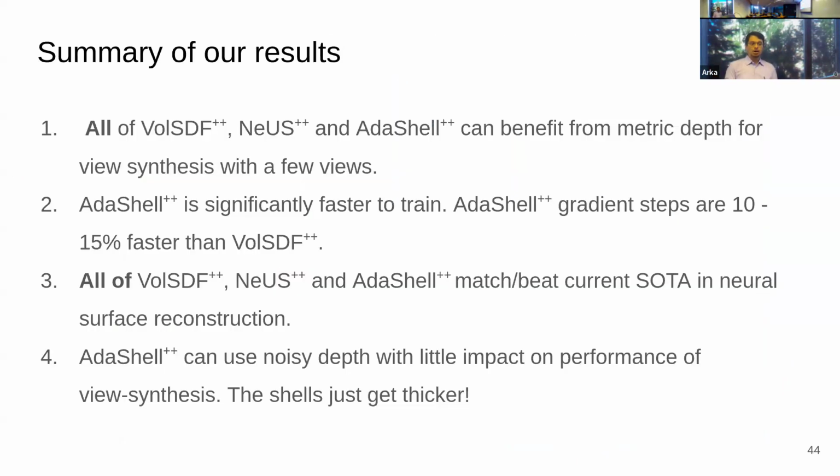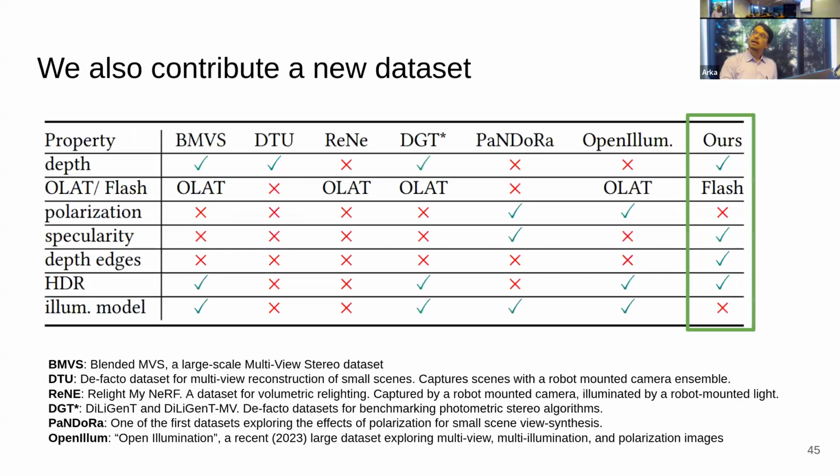The summary of our results: all of Vol SDF++, Newest, and AdaShell can benefit from metric depth for view synthesis with a few views. AdaShell++ is significantly faster to train because the gradient steps are 10 to 15% faster. Oh, sorry. All the methods match or beat current state of the art in neural surface reconstruction, and AdaShell++ can use noisy depth with little impact on view synthesis. The shell just gets thicker, and we lose a lot on the training performance in terms of compute.